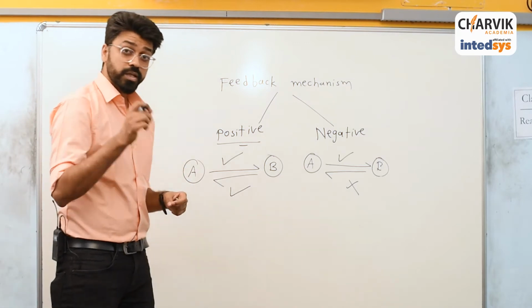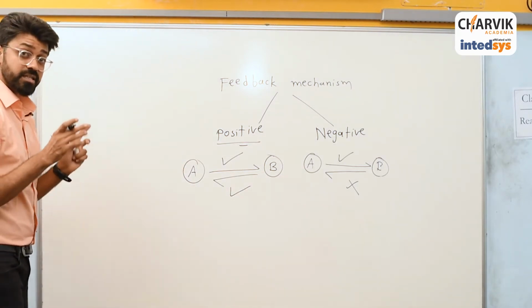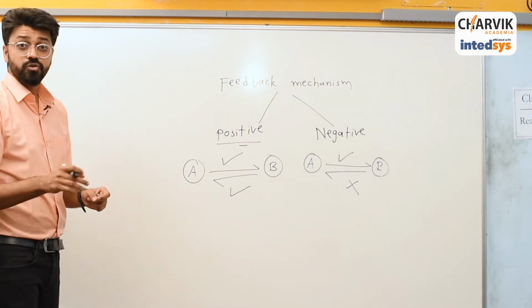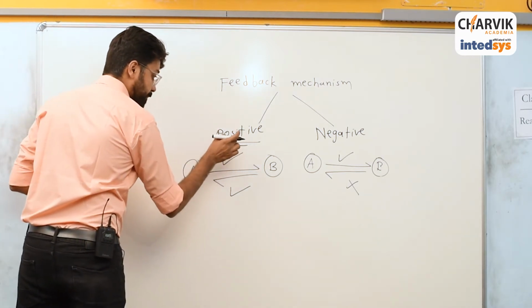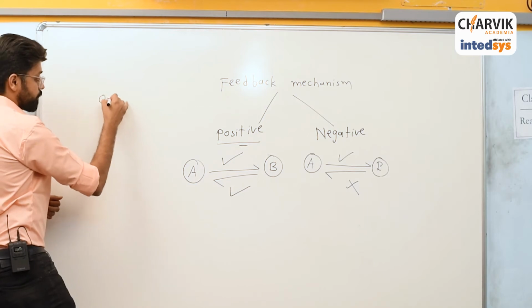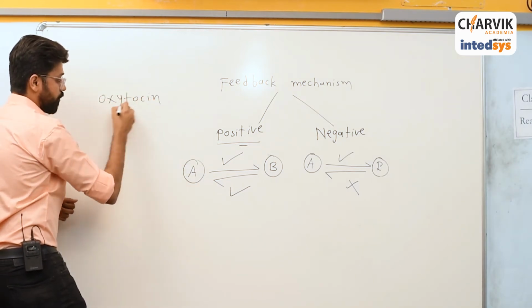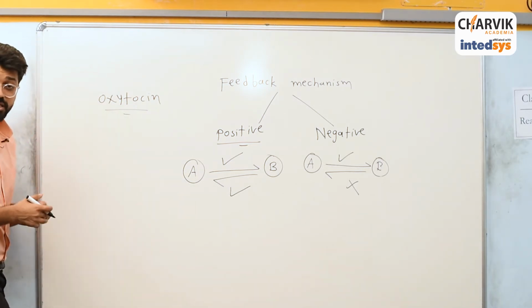Now, let's discuss a very interesting example. Understand again, these examples are given in NCERT, right? But they have not clarified that these are examples of a feedback mechanism. Let's take an example of positive feedback mechanism. Let's say here is the hormone oxytocin. You must be very well aware of this hormone, right? It was there in the previous grade as well, standard 10th.